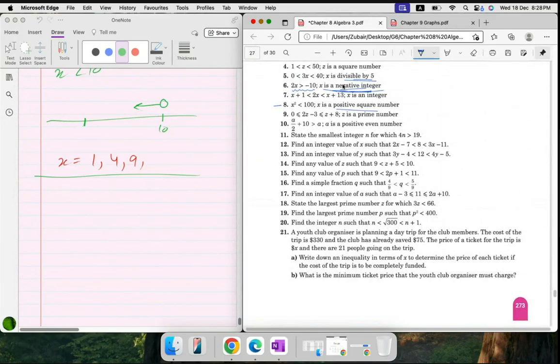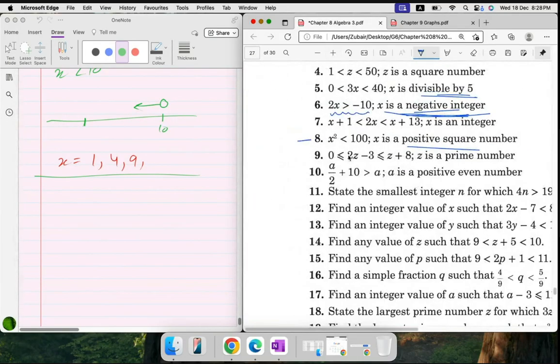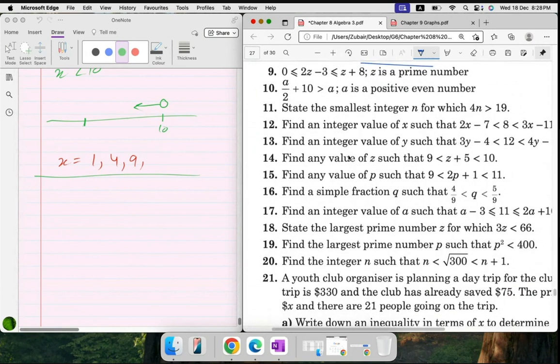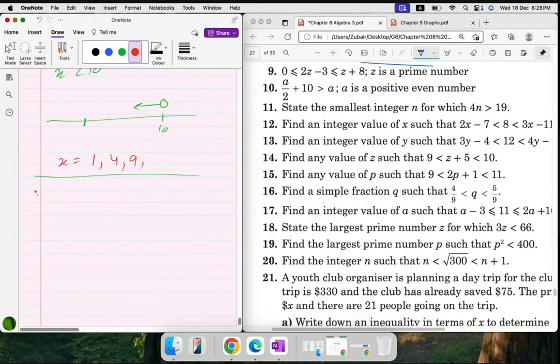This is the last exercise. Question number 9. 0 is less than or equal to 2z minus 3, which is less than or equal to z plus 8. So 0 is less than or equal to 2z minus 3. 3 goes on the other side, 3 is less than or equal to 2z. When we divide, I get 1.5 is less than or equal to z. That was the exact answer, or else we would prefer fractions.